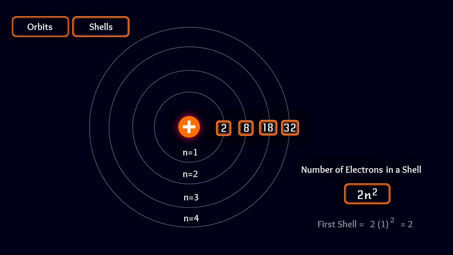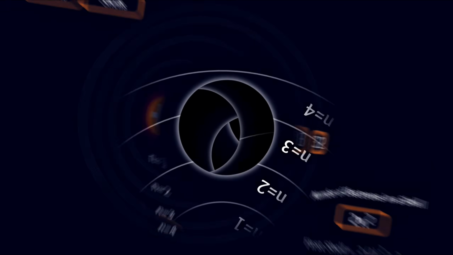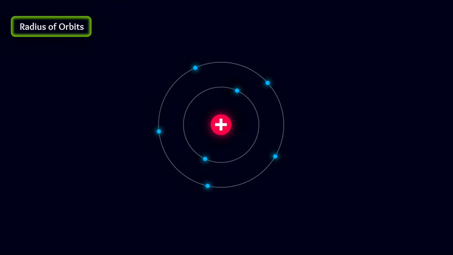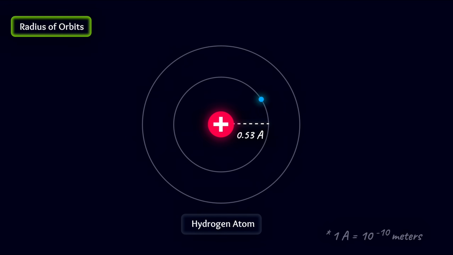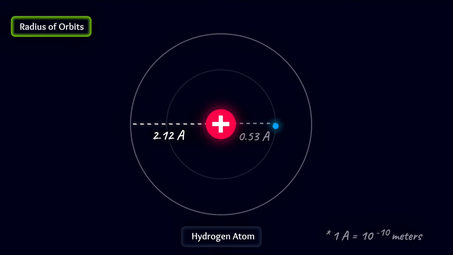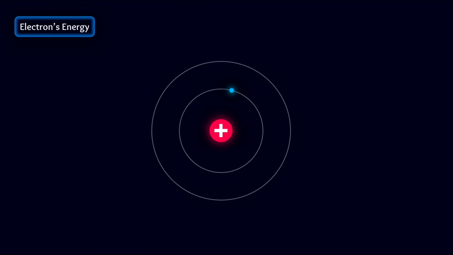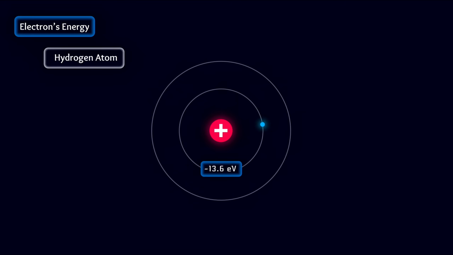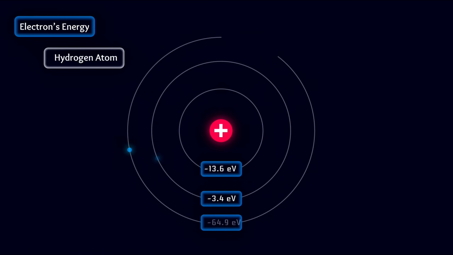This is known as Bohr's model of electron configuration. These shells are located at specific distances from the nucleus. In a hydrogen atom, the first shell is located 0.53 angstroms from the nucleus, and the second shell is located 2.12 angstroms from the nucleus. These radii are fixed. The energy of an electron depends directly on its shell. For example, in a hydrogen atom, an electron in the first shell has an energy of minus 13.6 electron volts, while an electron in the second shell has an energy of minus 3.4 electron volts, and so on.